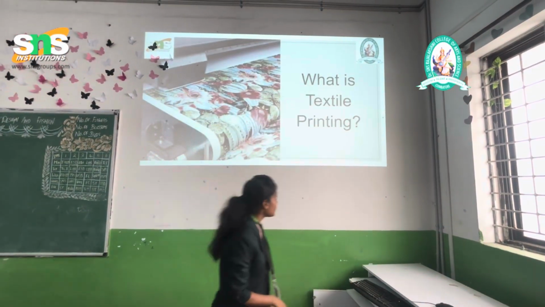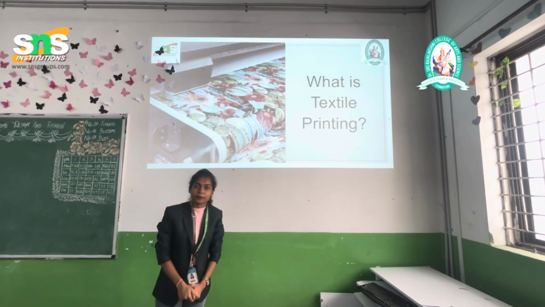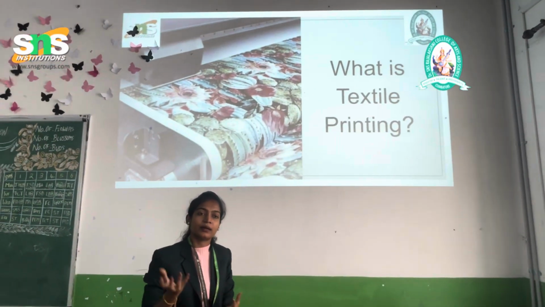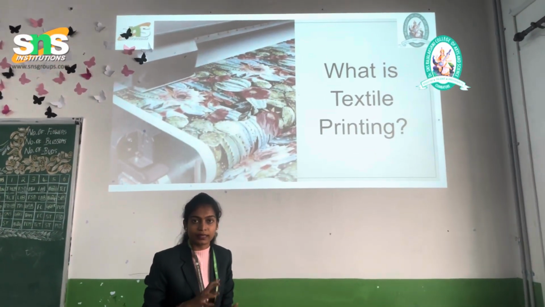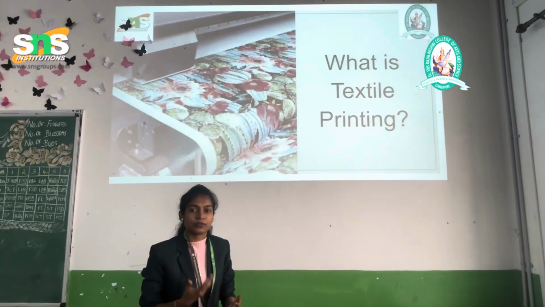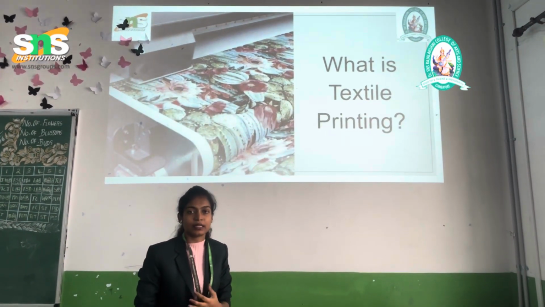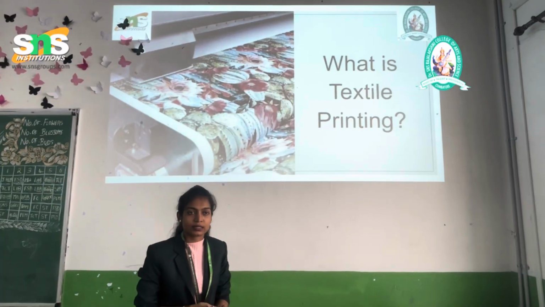So first, let's see what is textile printing. Textile printing is the process of applying color to fabric in specific patterns or designs, unlike dyeing, where the whole fabric is uniformly colored. Printing allows for controlled and creative design placements.